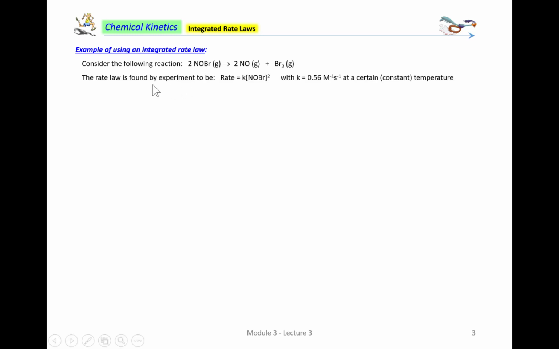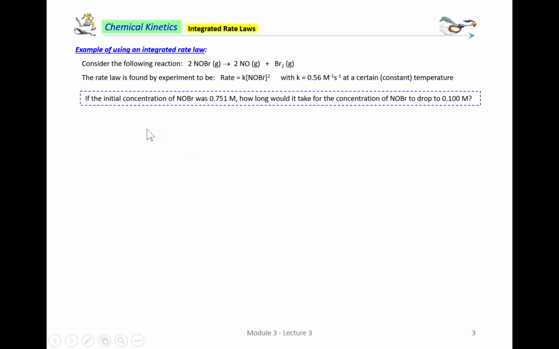Well, let's do an example of using an integrated rate law. Consider this reaction where the rate law was found by experiment to be rate equals k times [NOBr] squared, the square of the reactant concentration, and the rate constant was found to be 0.56 per mole per second at a certain constant temperature.